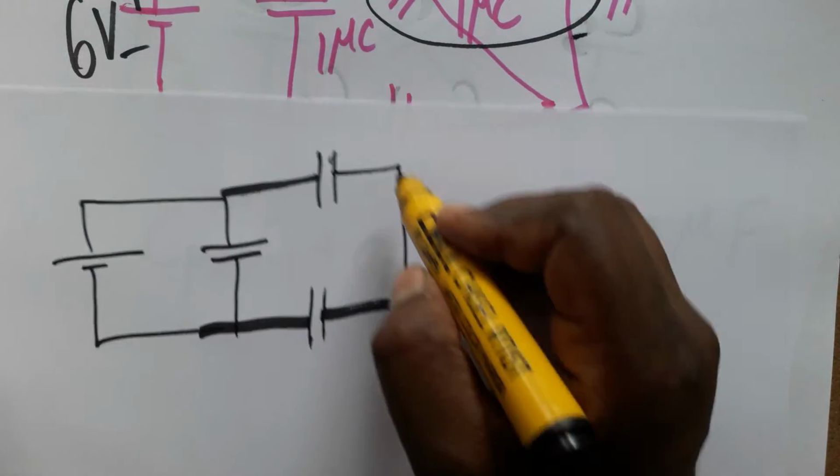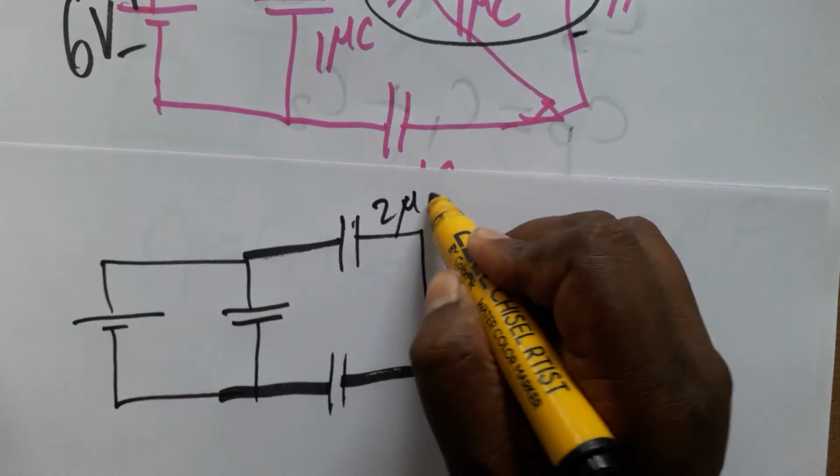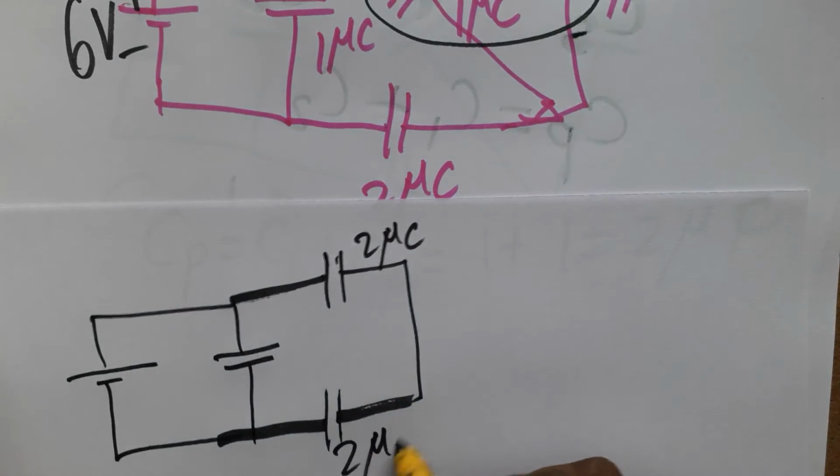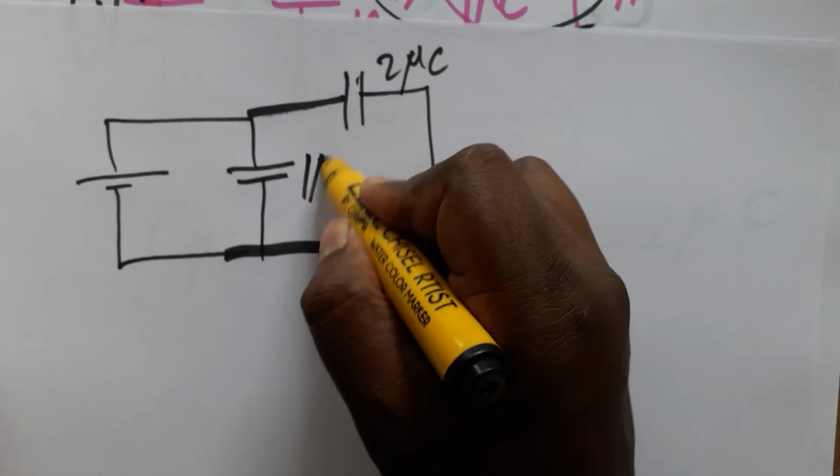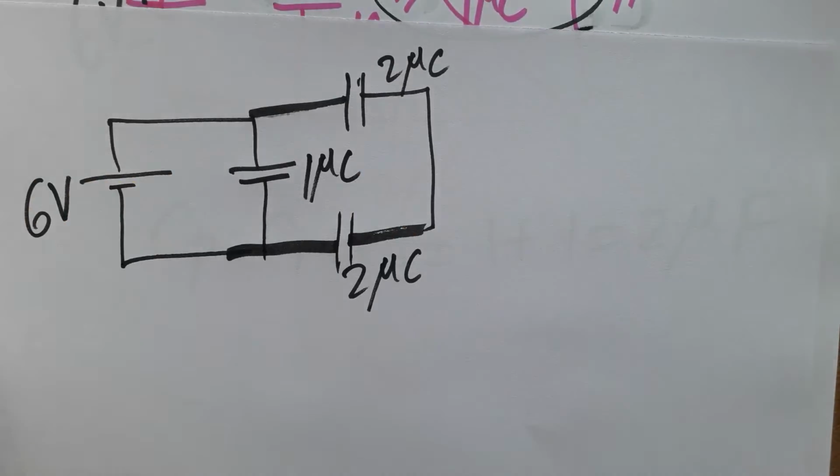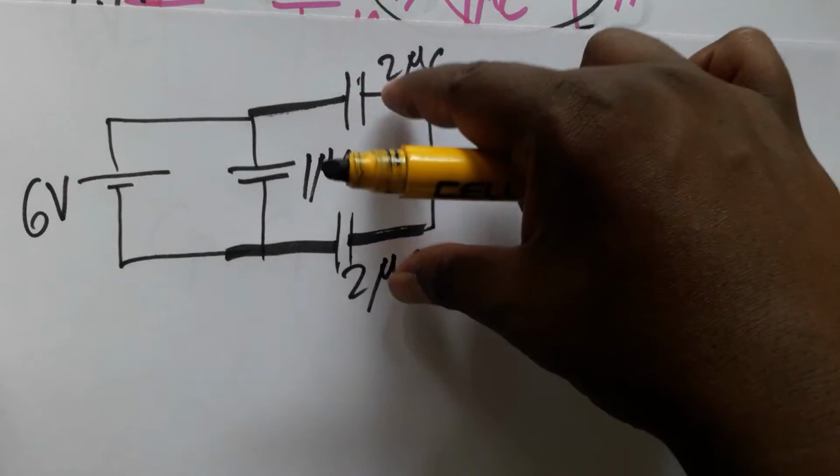Okay, so it is a value of 2 microfarad, and it is a value of 2 microfarad, and it is a 1 microfarad, and it is a 6-volt battery. Now what is the solution between these two?